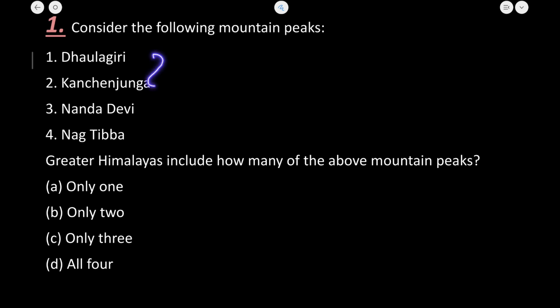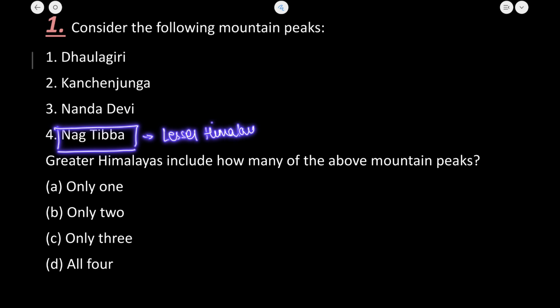Now, here is the name of the hills. The hills that constitute the area of the Greater Himalayas are Dhaulagiri, Kanchenjunga and Nanda Devi. The important point to know here is that Nag Tibba is the highest peak of the Lesser Himalayan region, and this Lesser Himalayan region is the region of Uttarakhand.